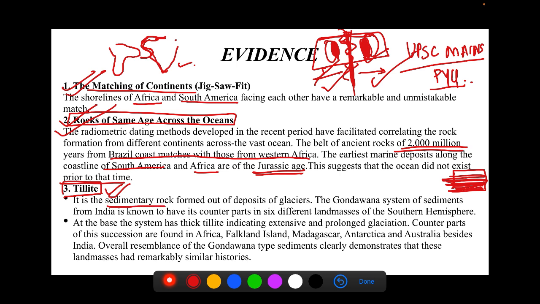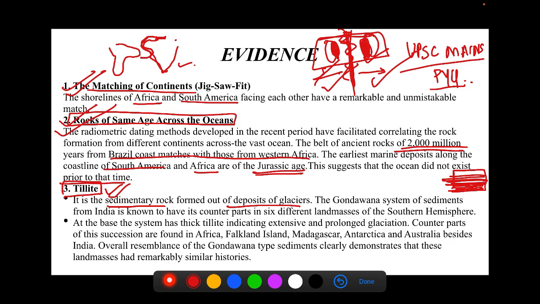So it is a sedimentary rock. We'll study in the following lecture what the types of rocks are, how they are formed, how they are different from one another. So it is a sedimentary rock which is formed out of the deposits of glacier. The Gondwana system. Now Gondwana is north or south? It is the south portion of the big Pangea.